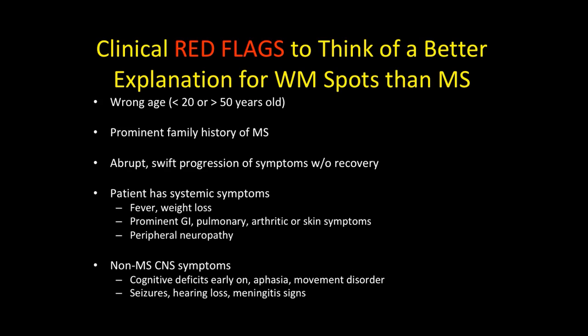So clinical red flags to think of a better explanation for white matter spots than multiple sclerosis would be the wrong age, either younger than 20 or older than 50, a family history, an abrupt, swift progression of symptoms without recovery, because usually in relapsing remitting multiple sclerosis there is a recovery stage, and patients having different symptoms such as fever, weight loss, pulmonary and GI symptoms, a rash, peripheral neuropathy, and also look for non-multiple sclerosis CNS symptoms such as seizures, hearing loss, and meningitis signs.